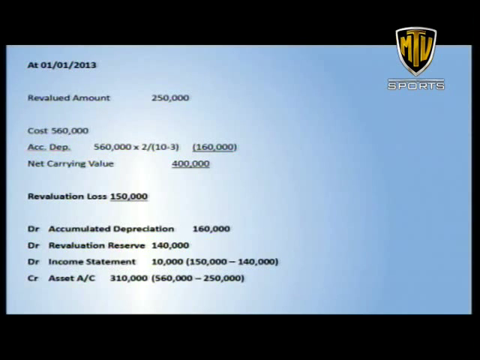Let's take a look at the net carrying value. Remember, the second valuation happens 2 years after the first valuation. So cost is $560,000. Why is it $560,000? Because we changed the cost from $600,000 to $560,000 after the first revaluation. Accumulated depreciation, $560,000 over 2 years. Remaining life at the end of the first revaluation was 7 years. So you have depreciated for $160,000. You get a carrying value of $400,000, and then you end up with a revaluation loss of $150,000.